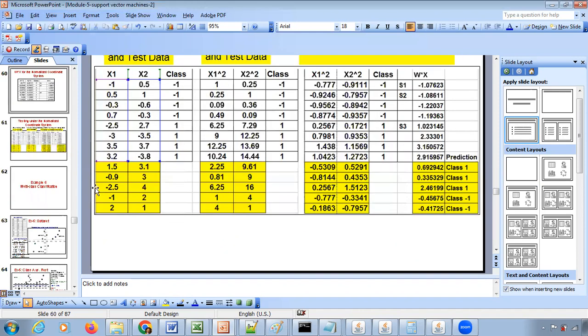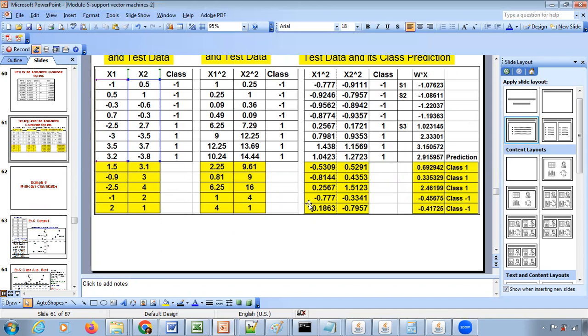So if you do the math for -1, 2, it's 1 and 4 the square, and then get the normalized values and find the W times X. So it's not much less than -1. As I said, it's in the boundary. So it's like -0.45. So we say it is class -1.